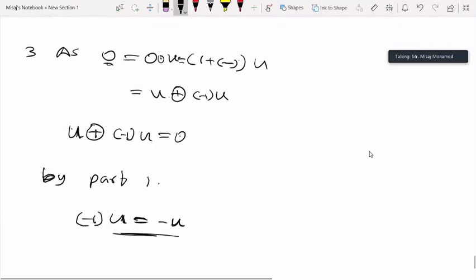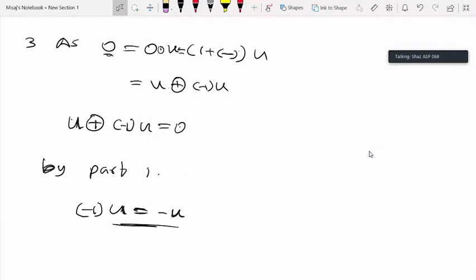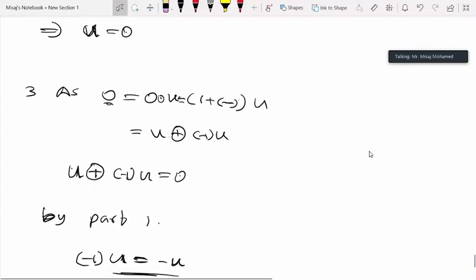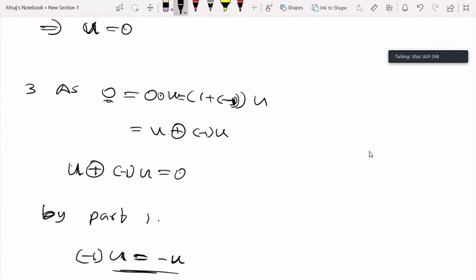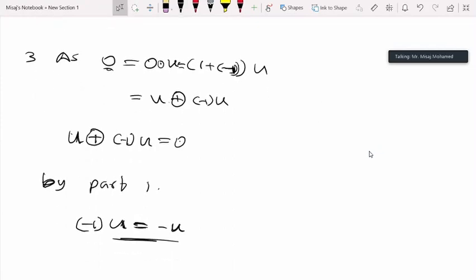So the third one: 0 is equal to, I have taken that 0 into scalar product u. So instead of 0, I put 1 minus 1. Okay, so then I have multiplied this one. This is the scalar multiplication. u plus minus 1 into u is u minus 1 is u.